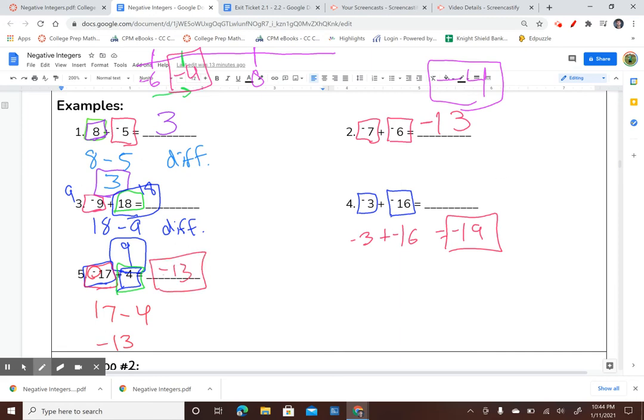All right, did you get the same answers as I did? Again, if we look at problem 5, we end up with negative 13 because between 17 and 4, 17 is going to be the larger number. So we're going to take the sign of 17, which is negative.